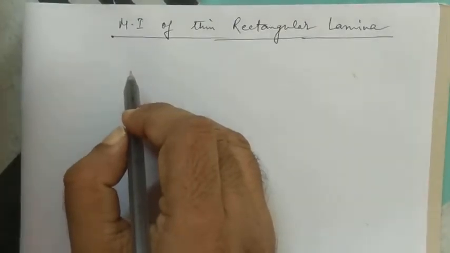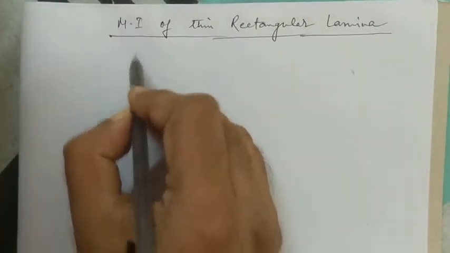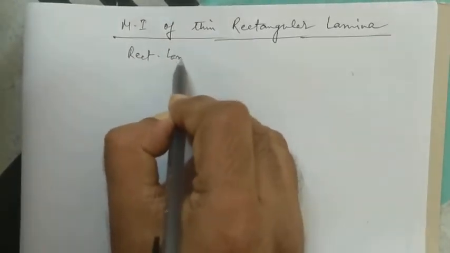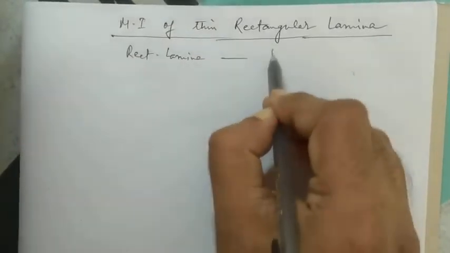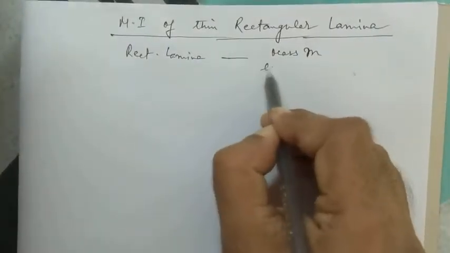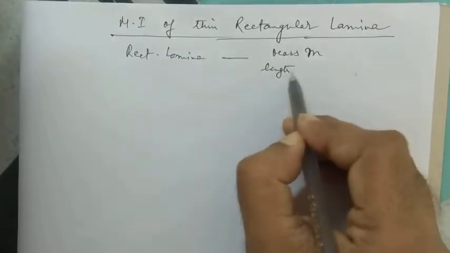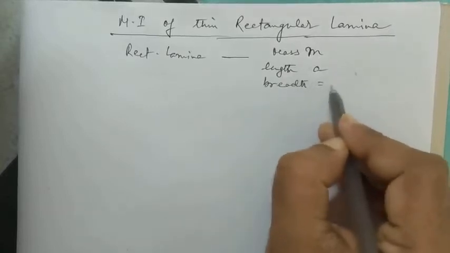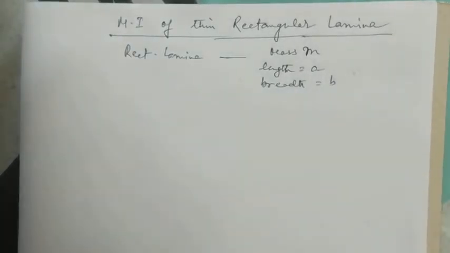Now we start with moment of inertia of thin rectangular lamina. For this we have to consider a rectangular lamina of mass m, we can take it as small m only, and length, suppose A, breadth suppose B. Length is A and breadth is B.